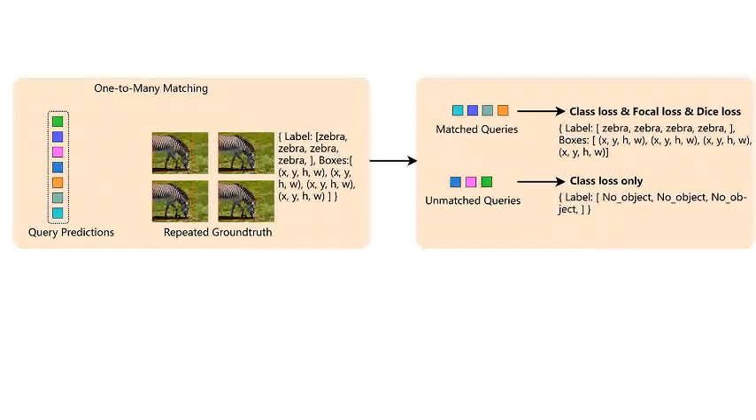So what we need is to combine the advantages of the one-to-one matching scheme with those of the one-to-many matching scheme, where the one-to-one matching is necessary for removing NMS, and the one-to-many matching increases the number of queries that are matched with the ground truth for higher training efficiency. That's why we introduce hybrid matching.